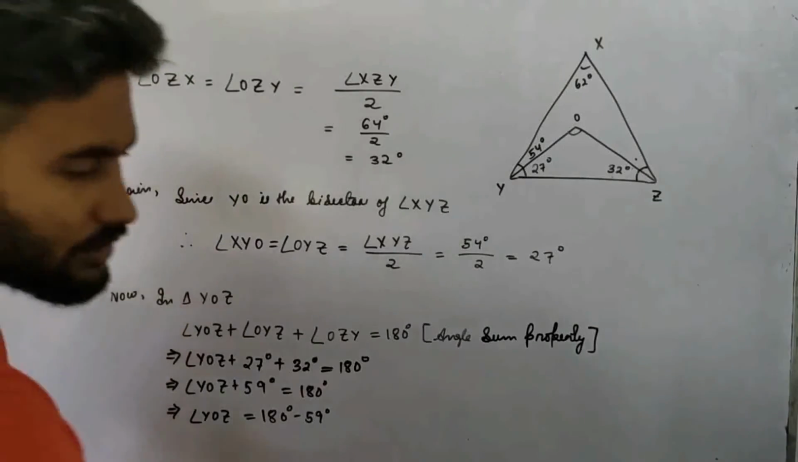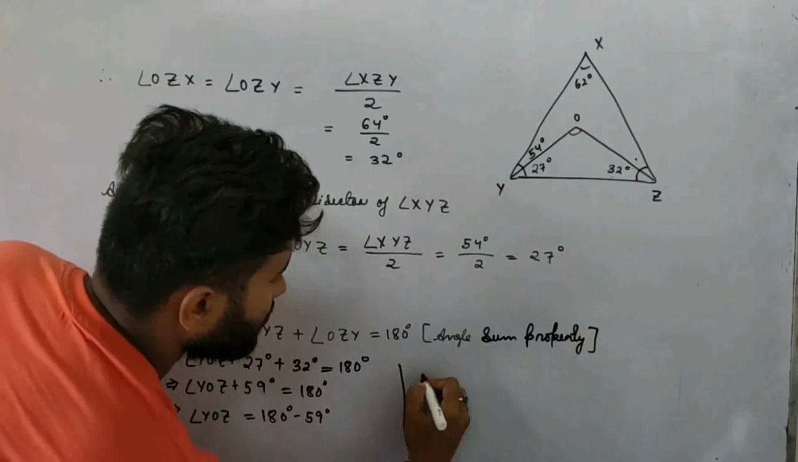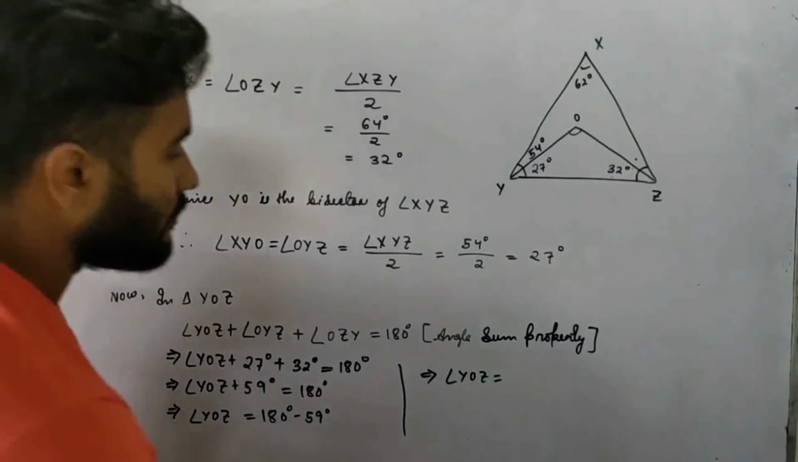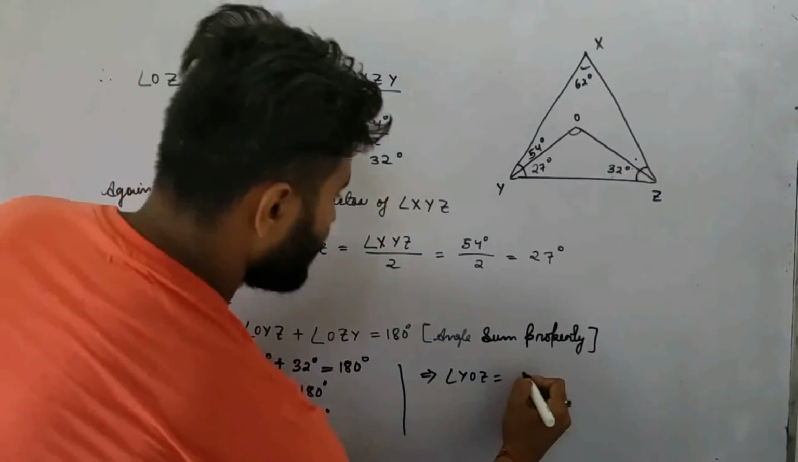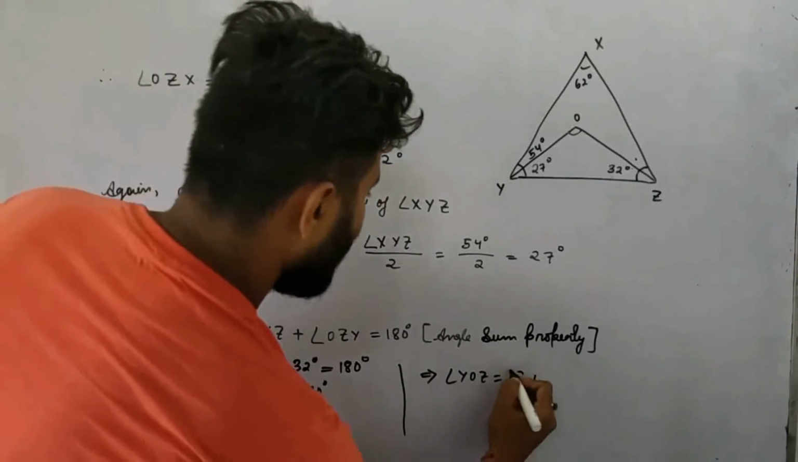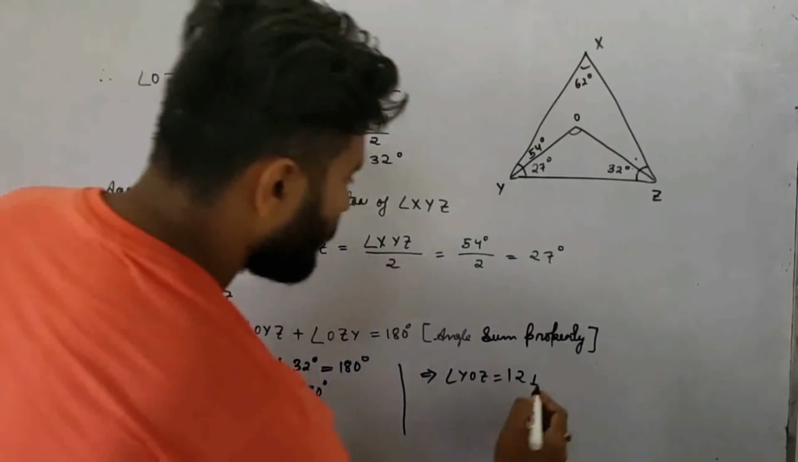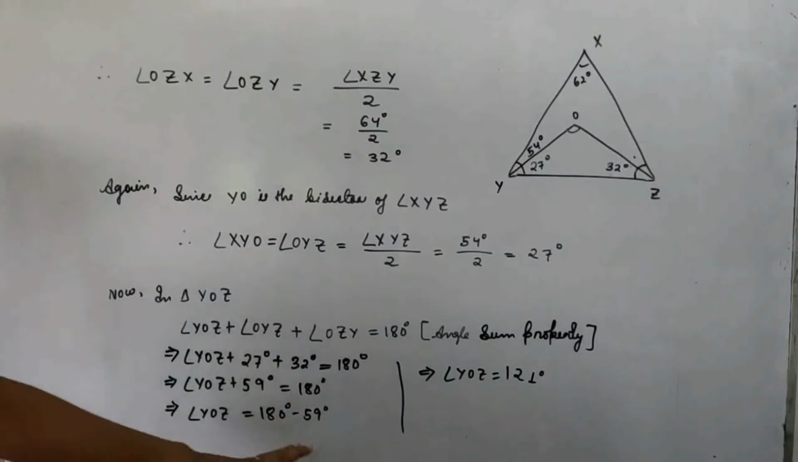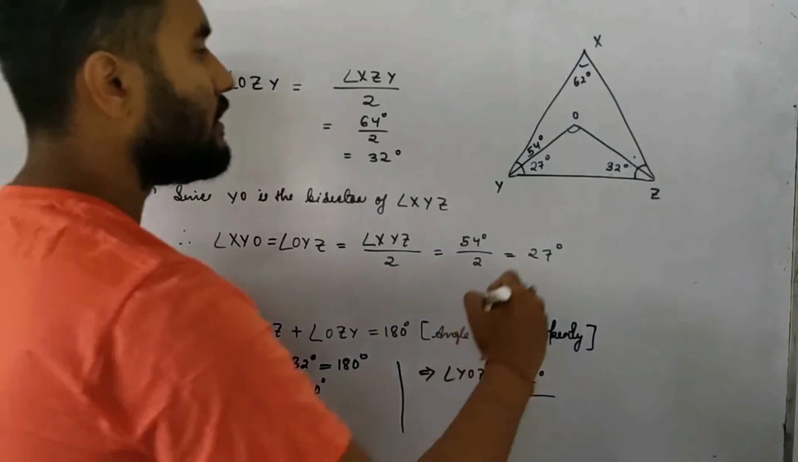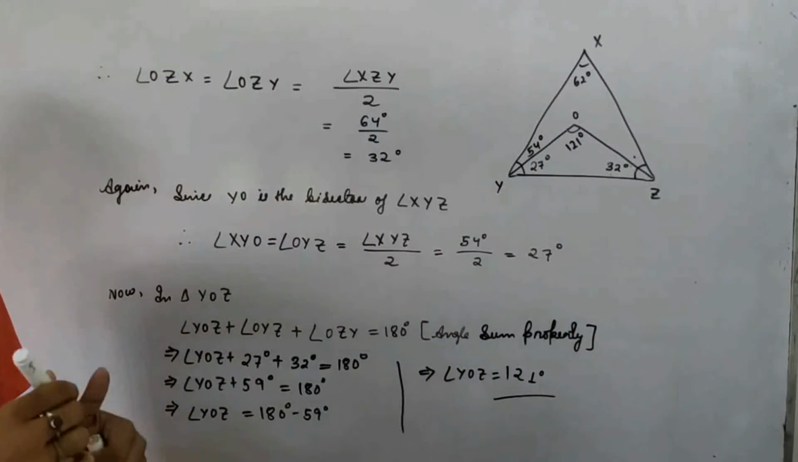So what is 180 minus 59? Angle YOZ will be equal to, let me check the subtraction. If there is any mistake, I think it is 121 only. 9 then 1, 2 then 1, 121 degrees. So what is angle YOZ? This angle is 121 degrees. So this way we will find.